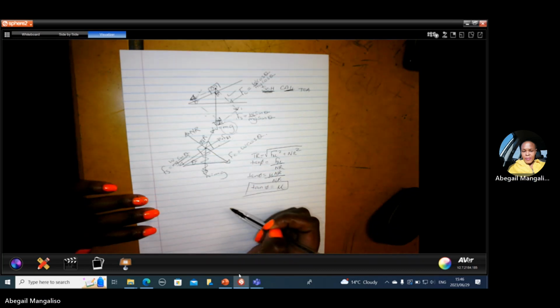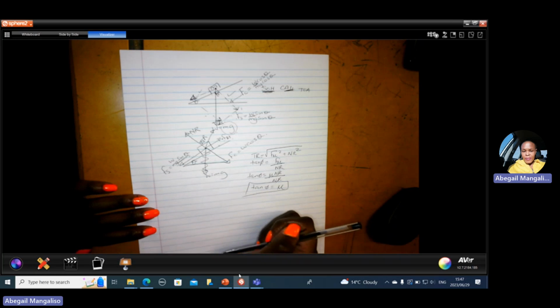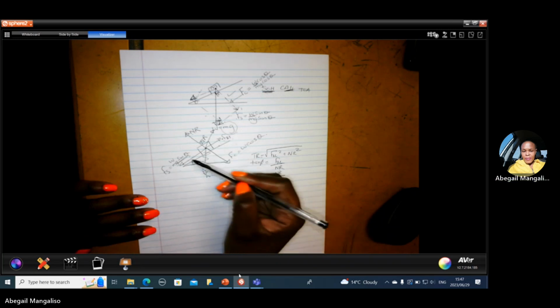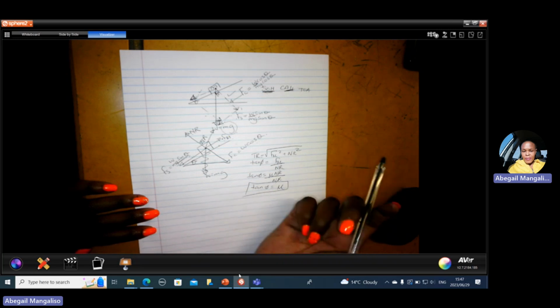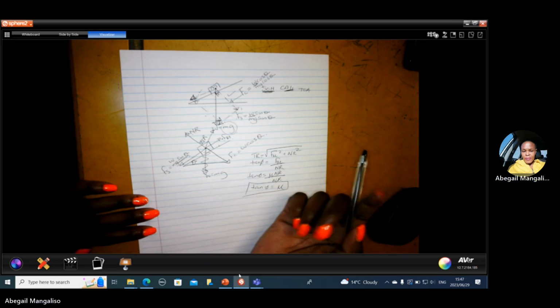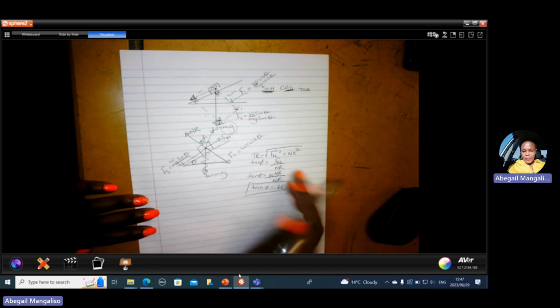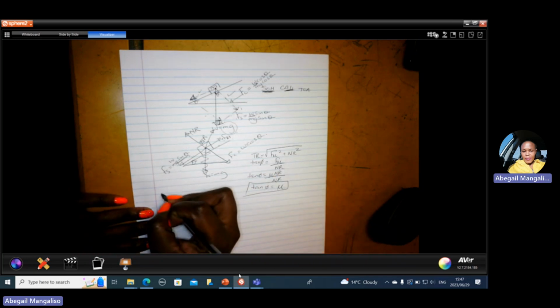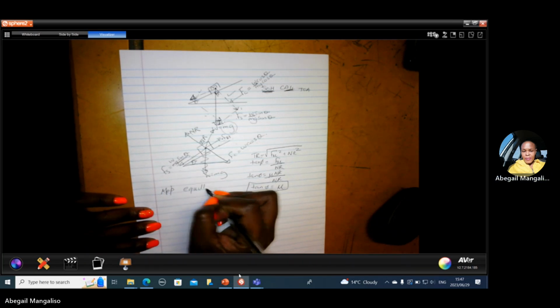If we assume that this slope is maximum, or the friction is maximum, these two will be equal because static friction is the maximum friction. Also, this will be equal to this one. So for a maximum friction, we apply the equilibrium equation.